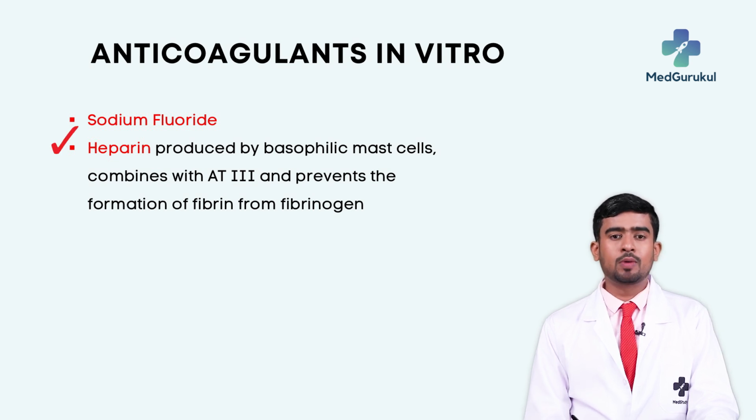And coming to the next one, that is heparin. We have already seen the mechanism of action of heparin, that it binds with antithrombin 3, but that mechanism happens in vivo because antithrombin 3 is present on the endothelial cells. The mechanism of action of heparin in blood which is collected is not similar, but it inhibits factor 12 and 11, not in combination with antithrombin 3.